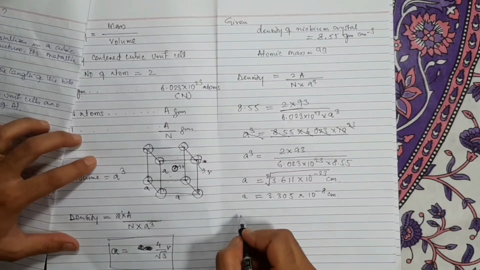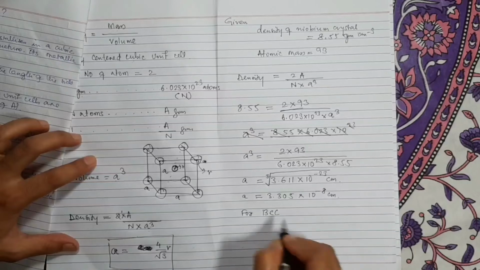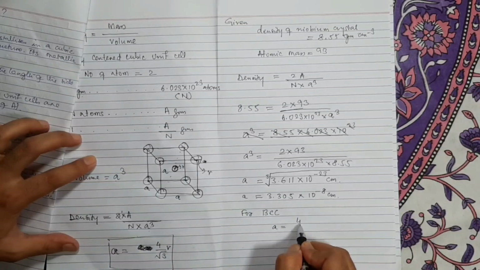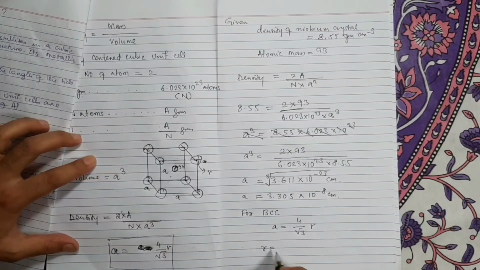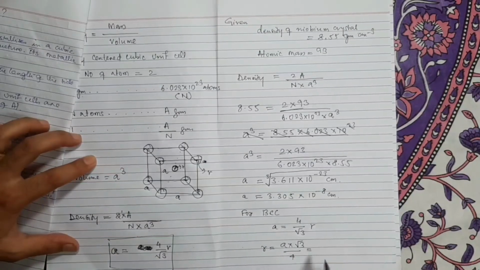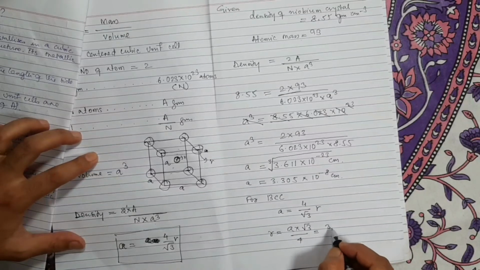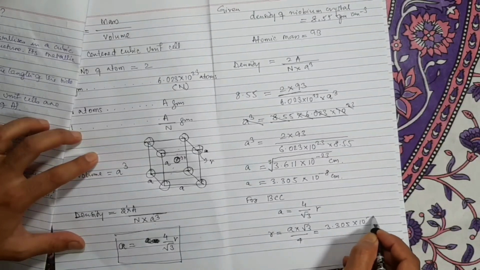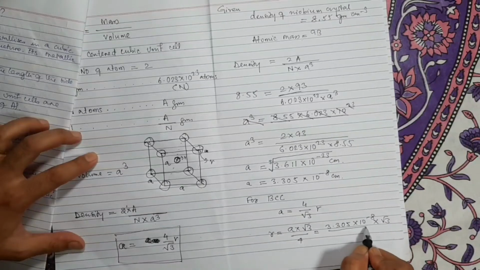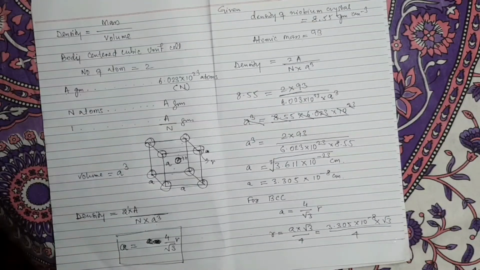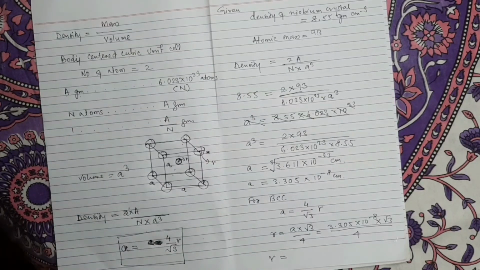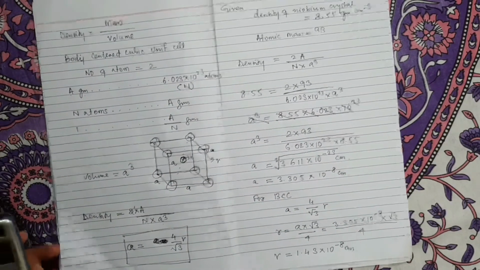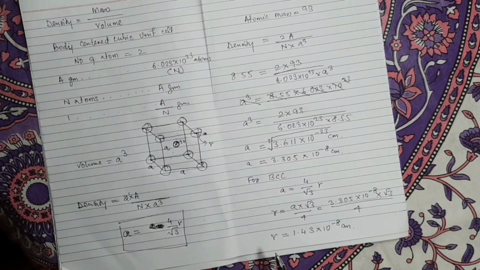So what is the relation between edge length and radius? For BCC, that is body centered cubic unit cell, A is equals to 4 by root 3 R. That means R will be A into root 3 by 4, and since we know the value of A as 3.305 into 10 to the power minus 8 into root 3 divided by 4. So let me calculate this and give you the value of R. So this is the value of R, that is the radius of niobium which is being asked. Okay, you can even verify whether this is the exact radius or not from internet.